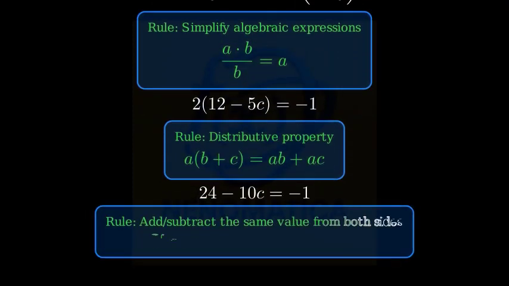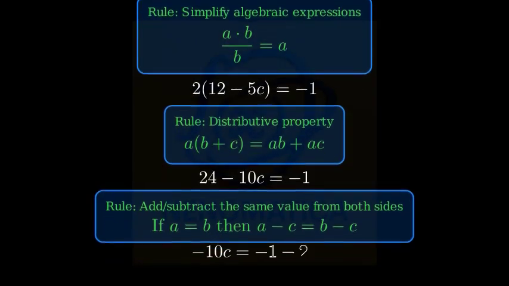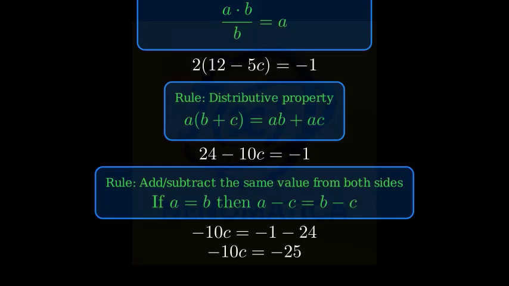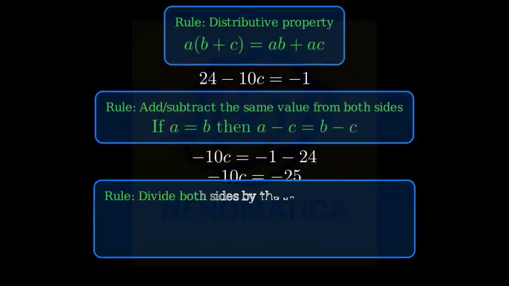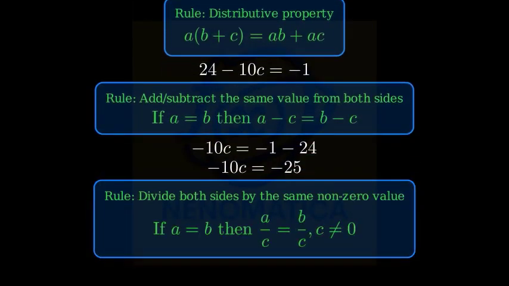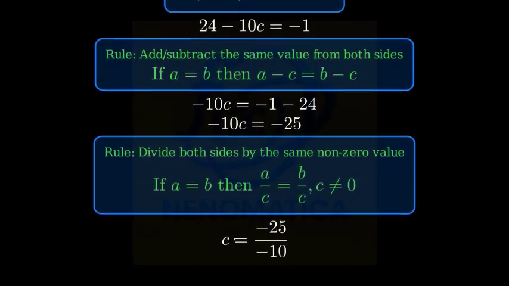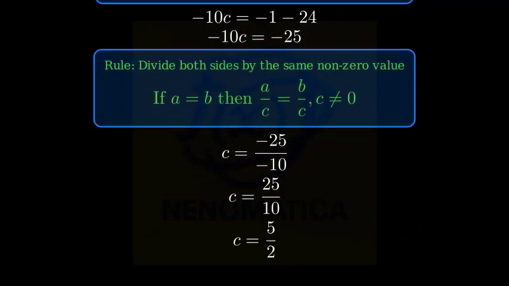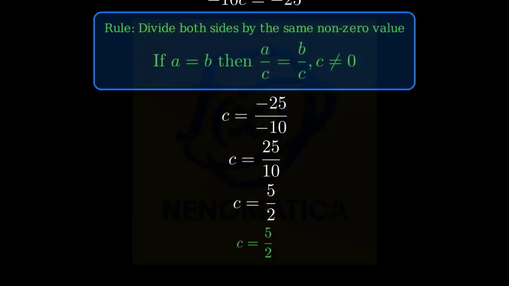Now, we isolate the variable term by subtracting 24 from both sides. This gives us negative 10c equals negative 25. To isolate c, we divide both sides by negative 10. This gives us c equals negative 25 divided by negative 10, which simplifies to c equals 25 divided by 10, or c equals 2.5. So our final answer is c equals 5/2, or 2.5.